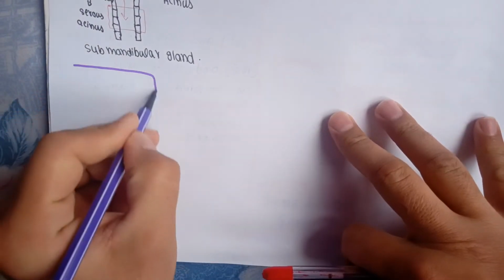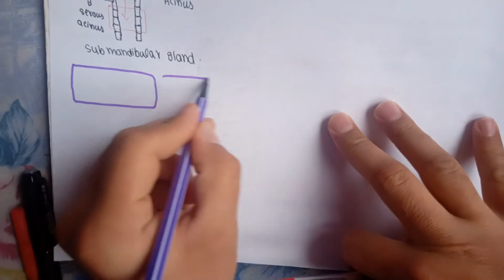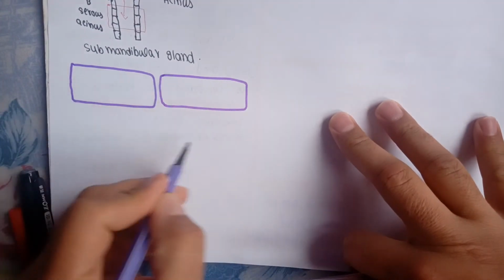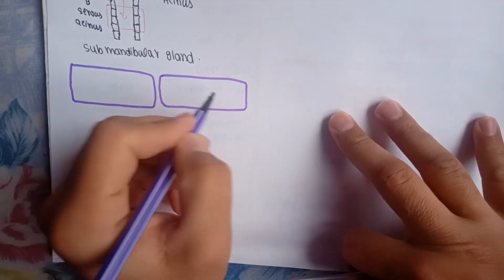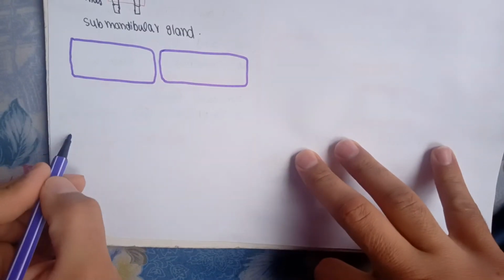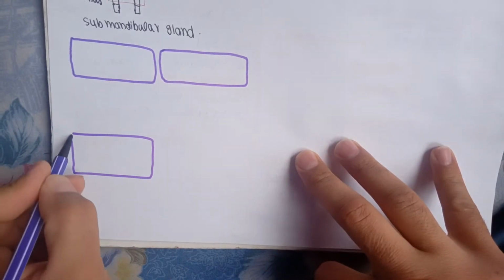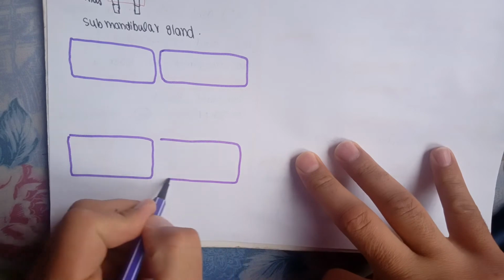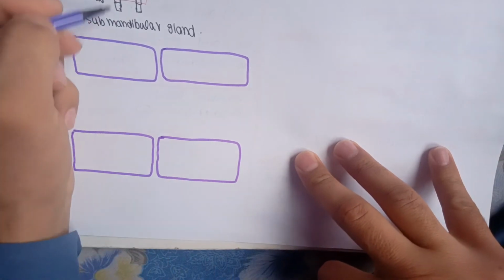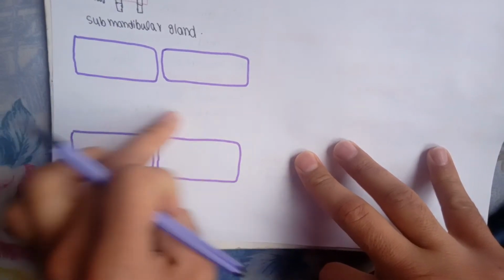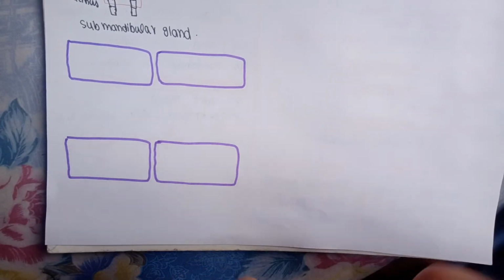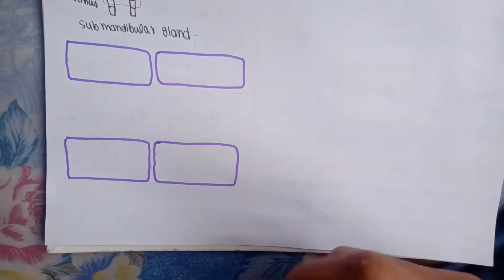So these are cells. This is one cell and this is another cell. I am only drawing two cells. These two cells I am drawing in a horizontal direction. This is the duct layer on the opposite side. So these are the two cells. This is the salivary duct.